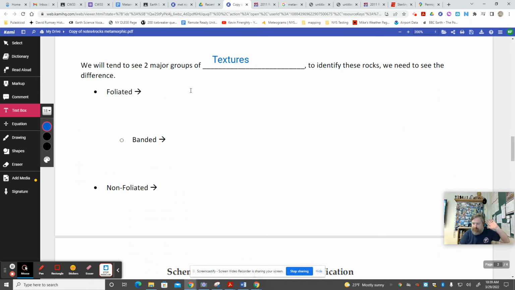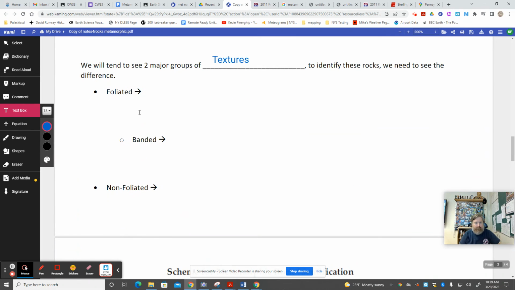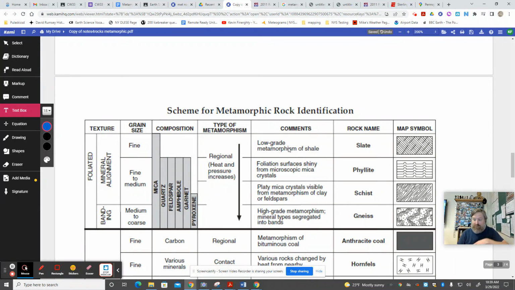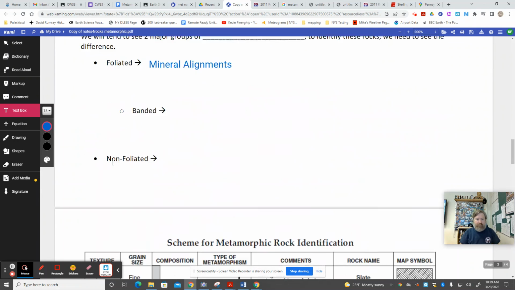And again, oh my God, Finn, you're throwing more vocab at me. Don't worry. There it is in the reference table. Foliated means this. Foliated means that there are mineral alignments. And if you can do that at test time, just use that table. You don't have to memorize very much in this test at all. Foliated means mineral alignments, or perhaps banding is a type of mineral alignments.